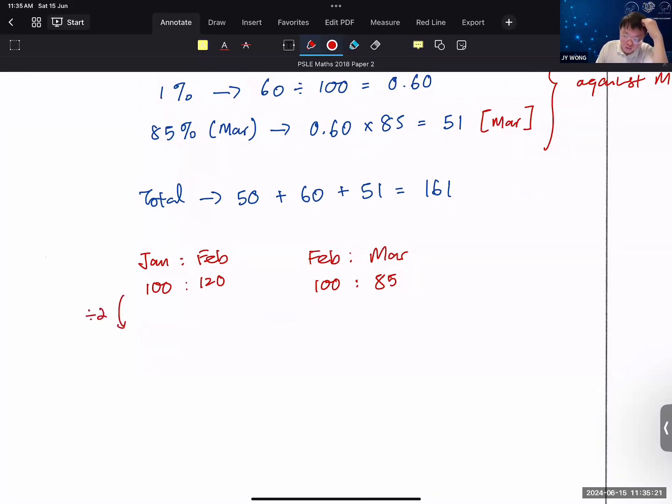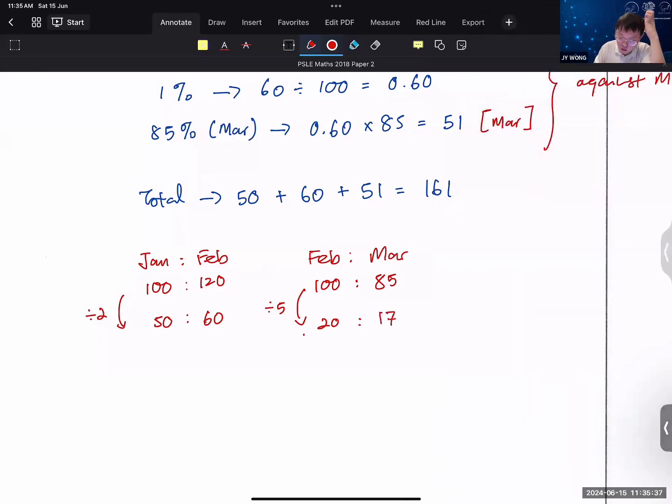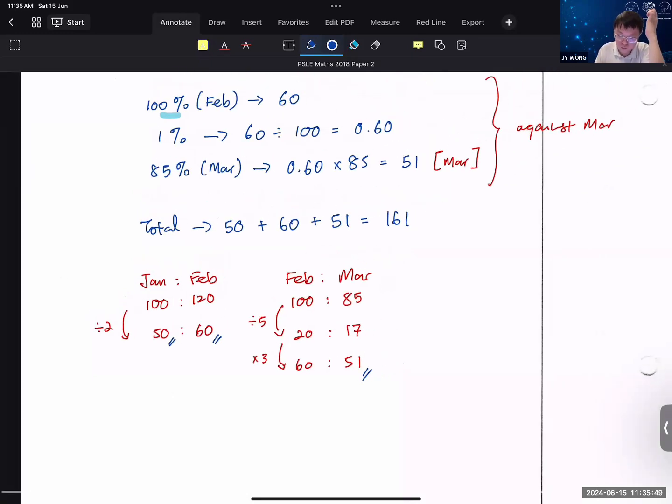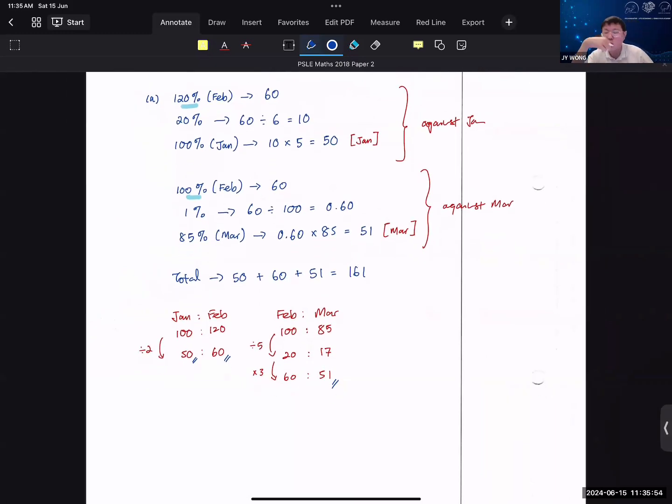You actually don't go and find all the way because February is $60, so you divide by 2, you will get January amount straight away. Then this one, if you want, you divide by 5 to give you 20. This will give you 17. And then you need to make February 60, right? So you times 3, this will give you 51. You notice that that is exactly what we get. So it is possible to do it by repeated identity as well.